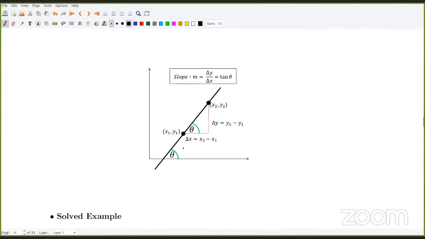Here you can see in the pictorial representation also the change in y divided by the change in x, and this is theta. Slope will be given as delta y by delta x, which will also be equal to tan theta.